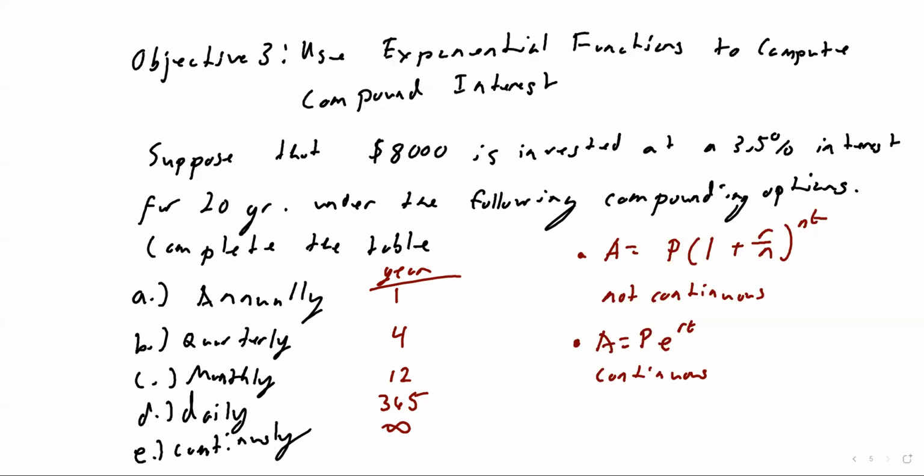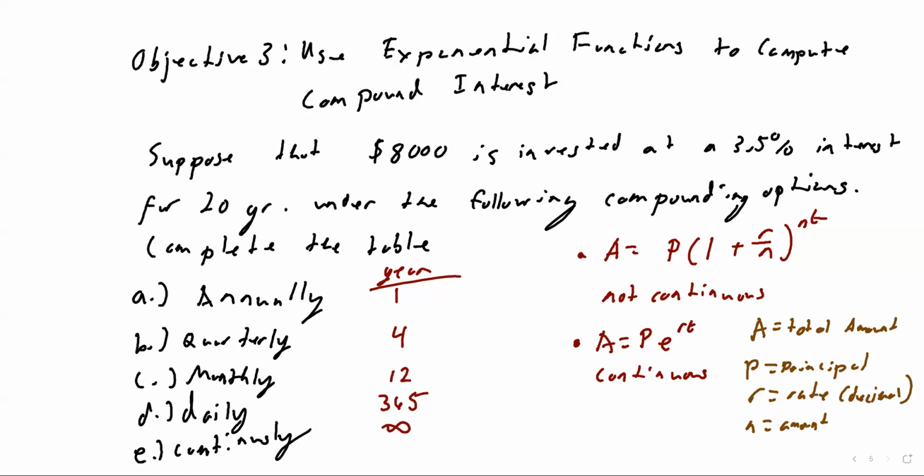Use the actual e button, which those calculators do have. So A is total amount. P is principal. R is rate. Make sure you put it in decimal form. N is the number of times it happens in a year.